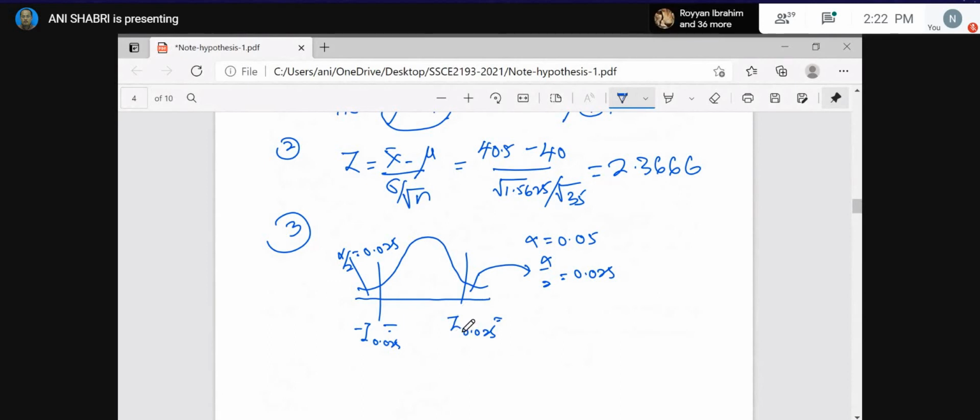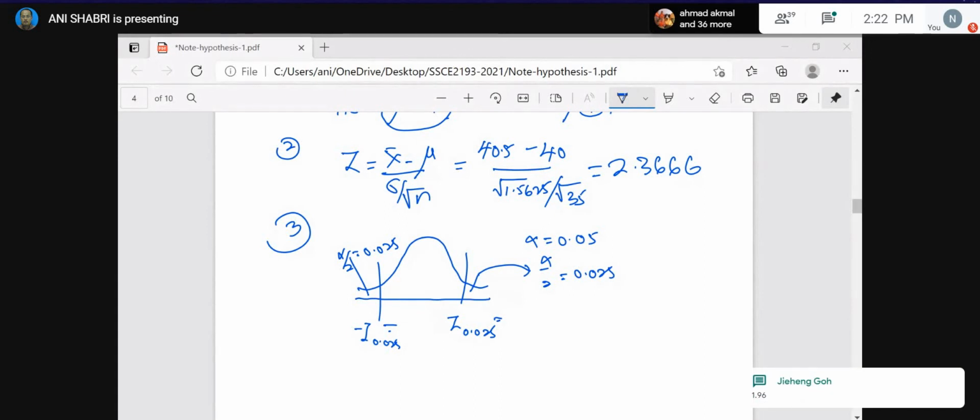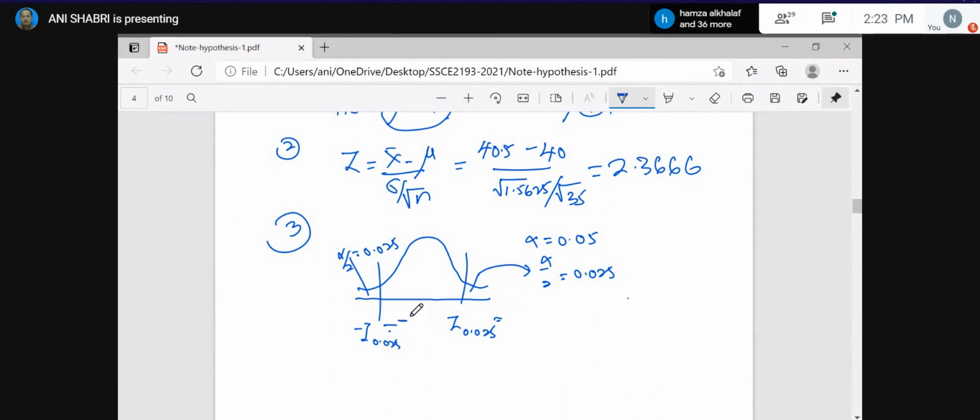What is the value of Z 0.025? Okay, what do you get? Look at the Z table. Look at alpha 0.025, and after that look at the value of Z. Okay, 1.96.